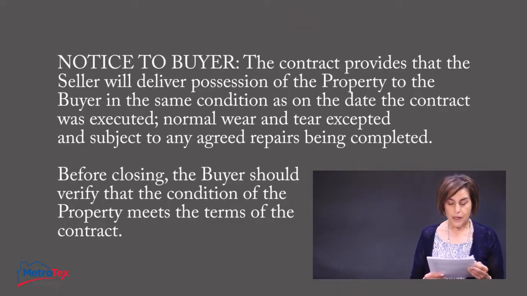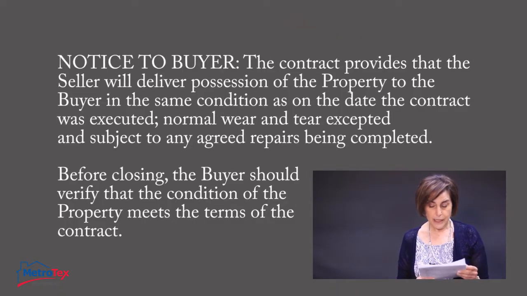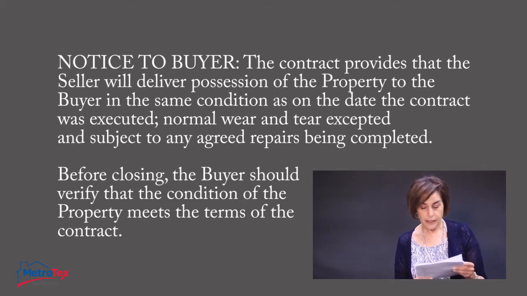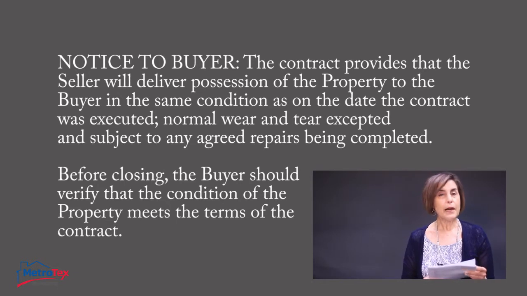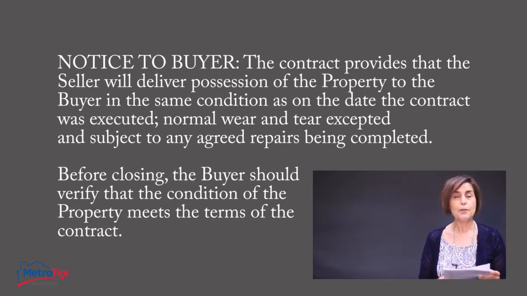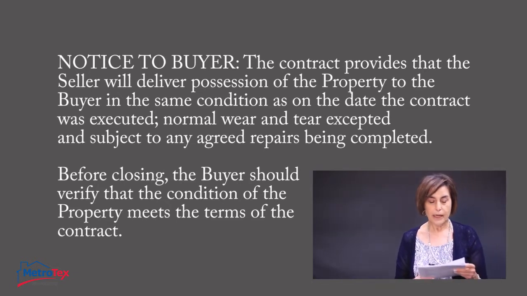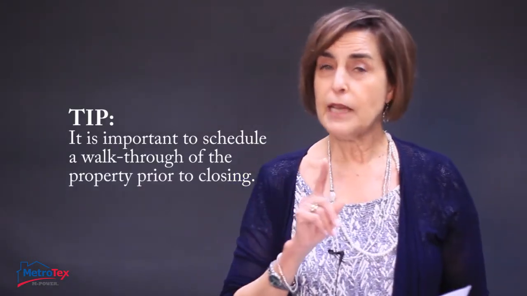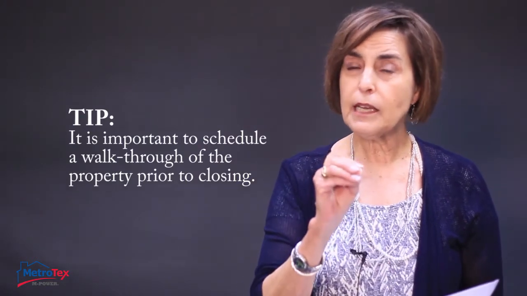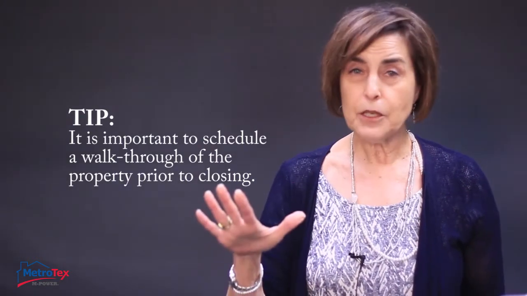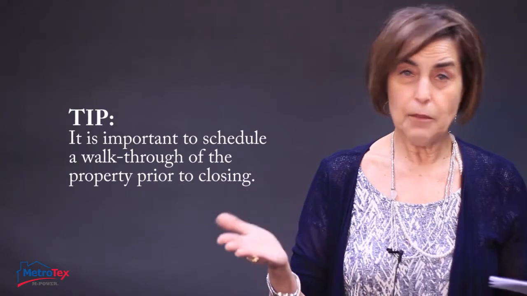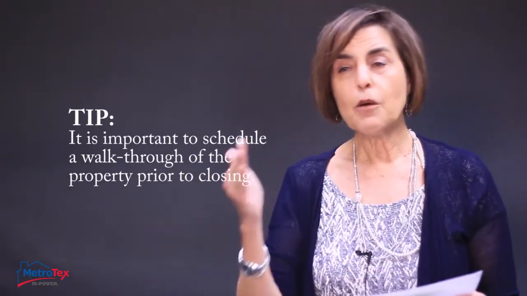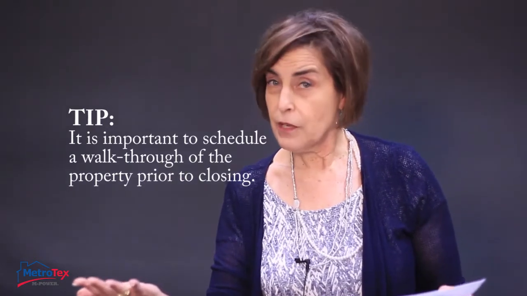Notice to buyer. The contract provides that the seller will deliver possession of the property to the buyer in its present or required condition, ordinary wear and tear excepted. Before closing, the buyer should verify that the condition of the property meets the terms of the contract, meaning you should be doing a walkthrough before you go sign papers, because at the closing table, you sign a document saying you have agreed to buy this property. The title company is not obligated to go walk through it, nor will they. It's your obligation to go make sure that what you're buying is what you thought you were buying.